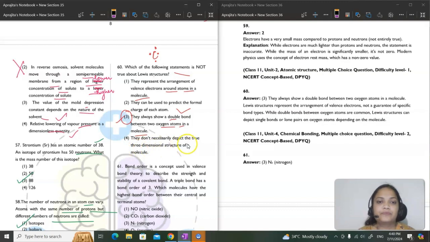Okay, they don't necessarily depict the three-dimensional structure of the molecule. This is also true because it's not necessary that they will tell you about the three-dimensional structure of the molecule. So the answer is option number 3.